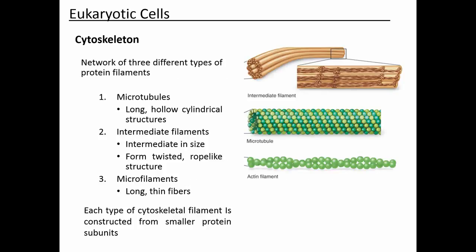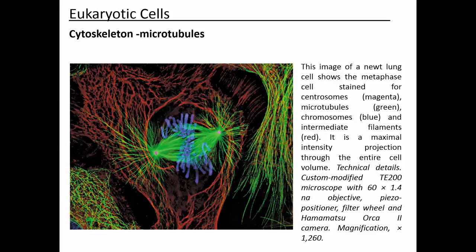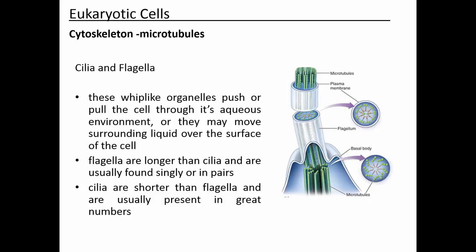We also said that the cytoskeleton consists of three different types of protein filaments. We said microtubules are one type, intermediate filaments and microfilaments. And what we've gone through so far are microtubules. We discussed their function, their structure, and then some of the structures that will contain them.